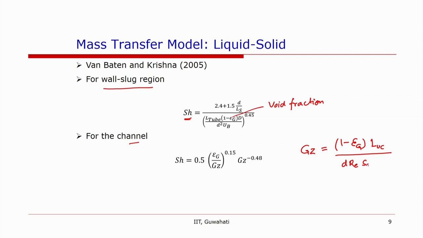Reynolds number and Schmidt number. So the difference in this is that they have multiplied the Graetz number with 1 minus epsilon g, so effectively considering the length of the slug, and they had quite good agreement with the CFD results and some of the experimental results. So these are the correlations for mass transfer at the liquid solid wall.